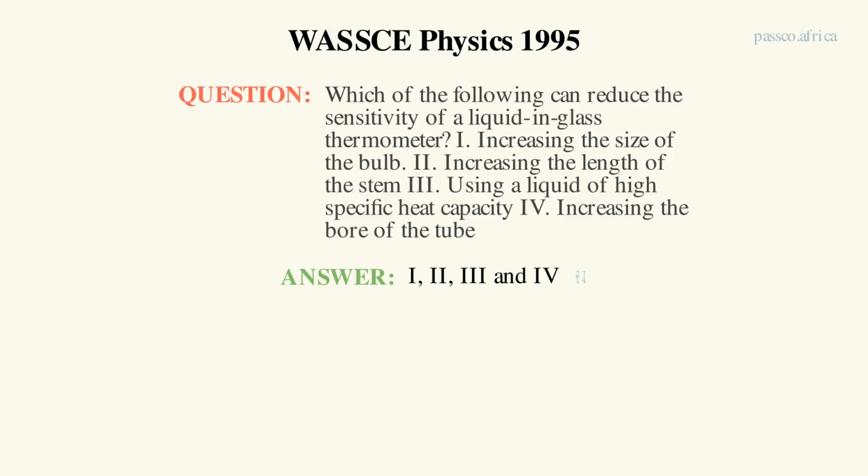Which of the following can reduce the sensitivity of a liquid in glass thermometer? 1. Increasing the size of the bulb. 2. Increasing the length of the stem. 3. Using a liquid of high specific heat capacity. 4. Increasing the bore of the tube. Now, try it yourself.